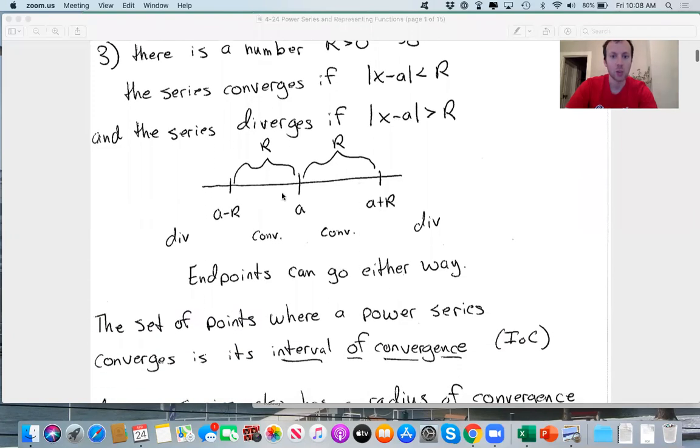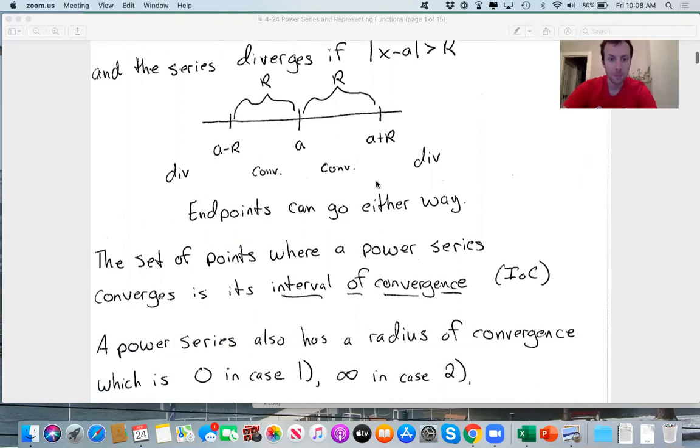And the actual interval you get. So r is the radius. That's how far out you go to get the endpoints of these intervals. The interval of convergence is the set. So it's everything between these points, and include the endpoints if the series converges at those points. And so we have the interval of convergence, which is the actual set of points.